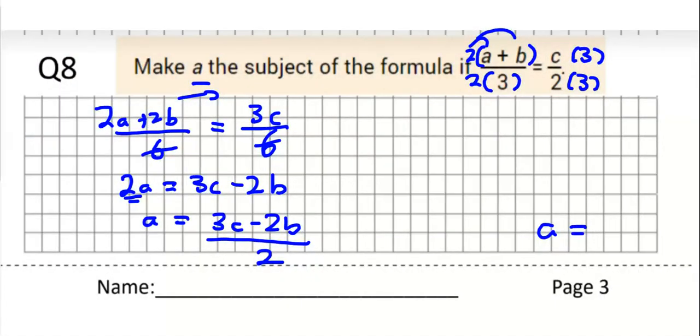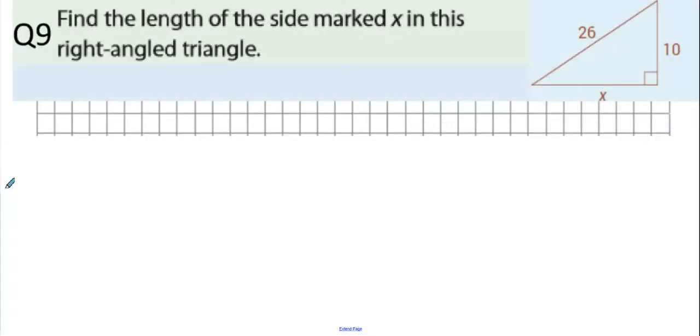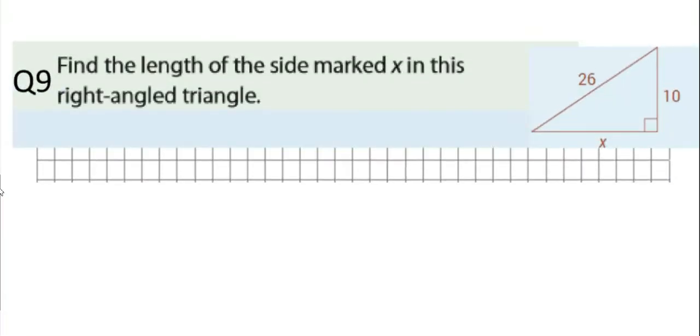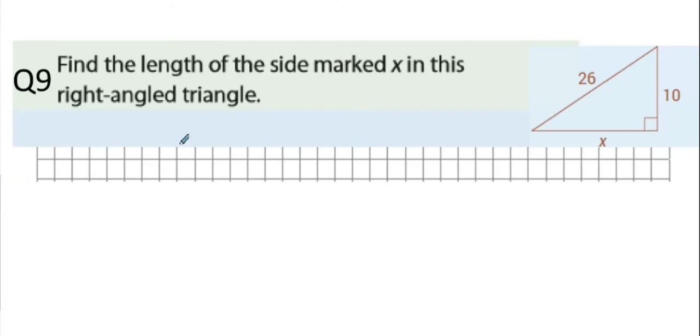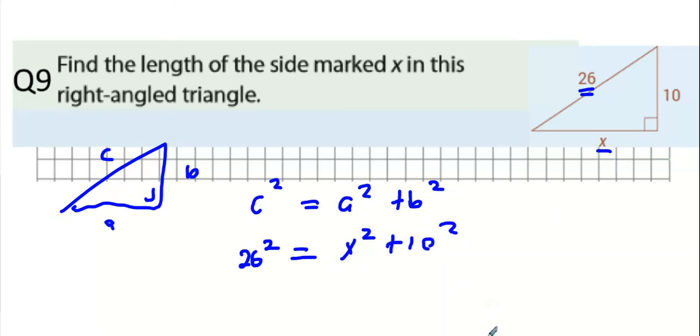Alright, we have a question 9 somewhere. Let me find it. Oh, there it is, question 9. Now, what you're going to need to know for this test is Pythagoras' theorem. Pythagoras' theorem states that the longest side of a triangle, if this is C, this is A, and this is B, a right angle triangle only, that C squared will have to equal A squared plus B squared. In this triangle, the longest side is 26, so it's 26 squared equals x squared plus 10 squared.